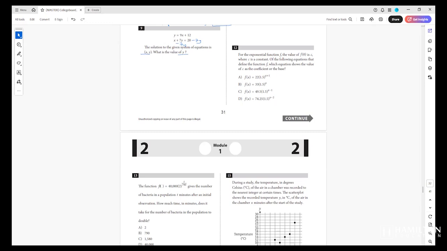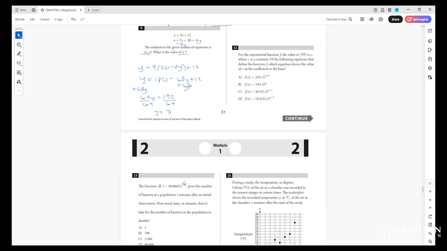And so I'm going to use substitution. y is equal to 9 times 20 minus 7y plus 12. And then we do some cleanup: 180 minus 63y plus 12. And then we're going to move the y's to the y side. So 64y is equal to 192. We divide both sides by 64. And then you can use a calculator if you want to, but I can see that's going to be 3.